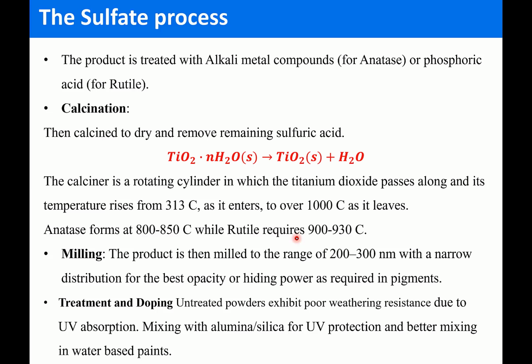Once a product is formed, you will put it through milling to control the particle size in the product to a certain range, depending on the application that you want to use it for. Typically, if it's used in paints and coatings, it needs to be within the range of 200 to 300 nanometer with a narrow distribution to ensure best opacity or hiding power as a pigment. After that, you will put the product into a treatment and doping step to improve the product's resistance to weather, specifically its resistance to UV absorption. So you need to mix it with alumina or silica to protect the product against UV decomposition and give it better mixing in water-based paints.